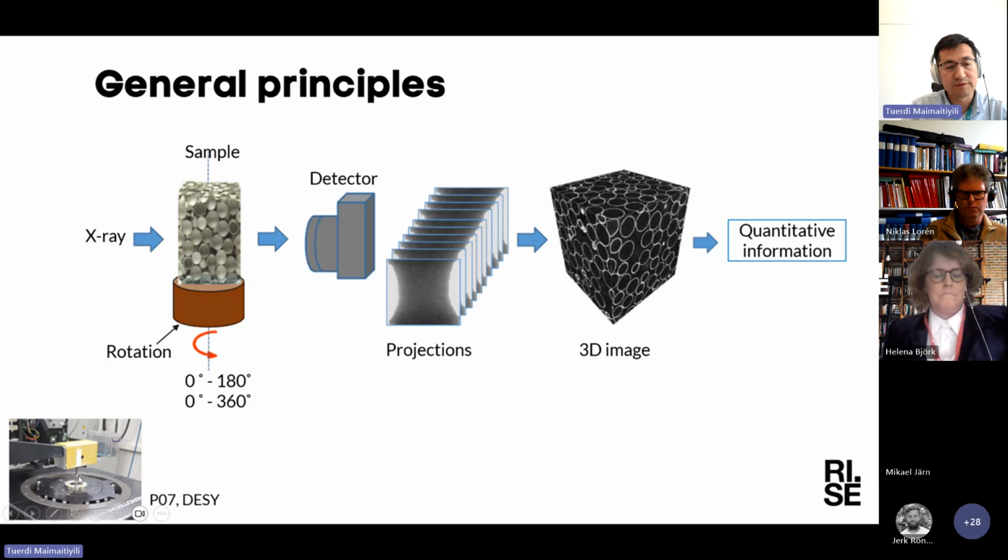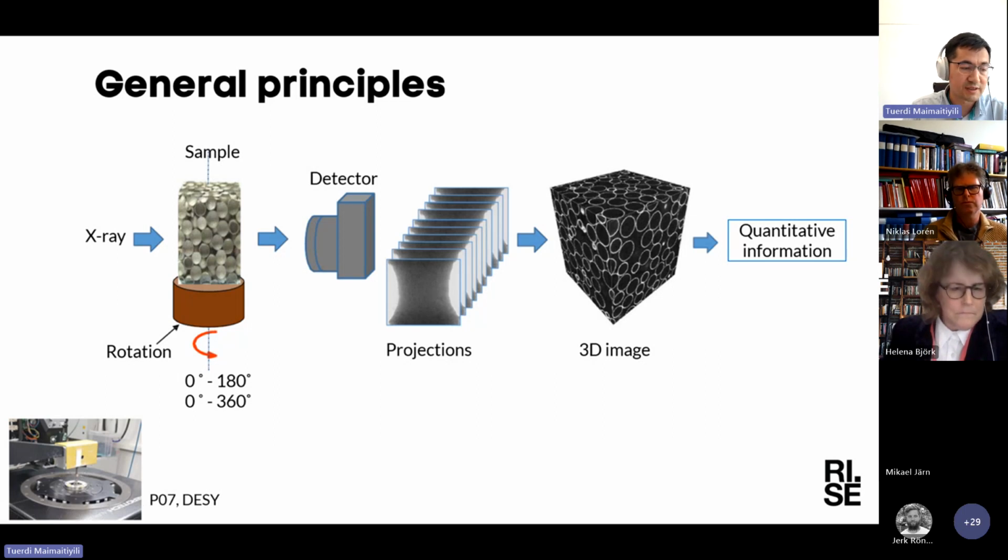And this is one of the imaging beamlines, how it looks like at the large-scale facility, at the DESY facility in Hamburg. So this is a table, and the sample will be placed, and it will rotate. This is just a very short description of how the system works.